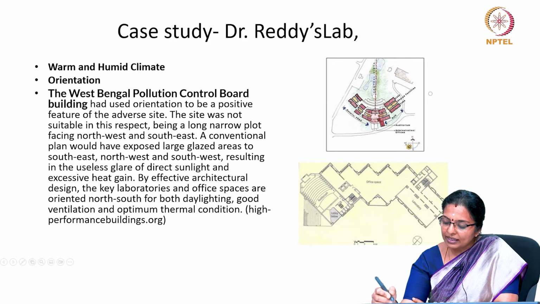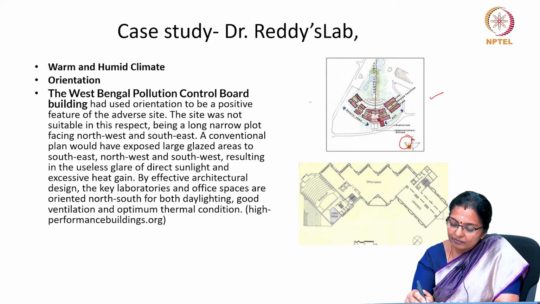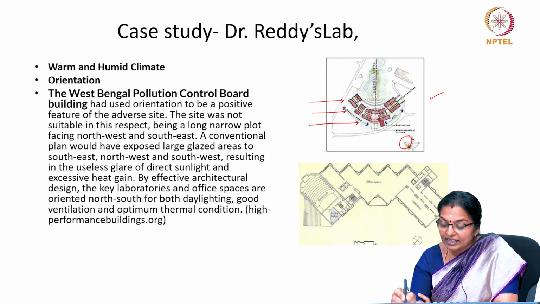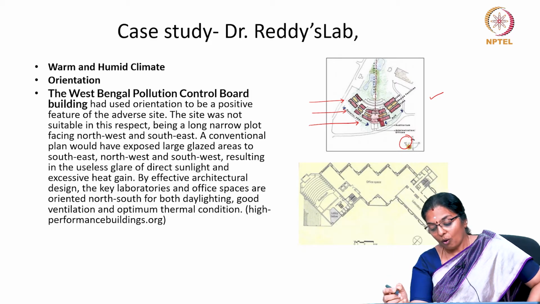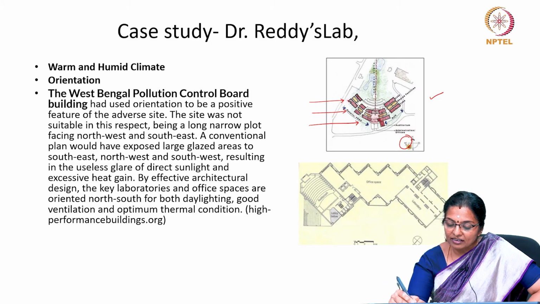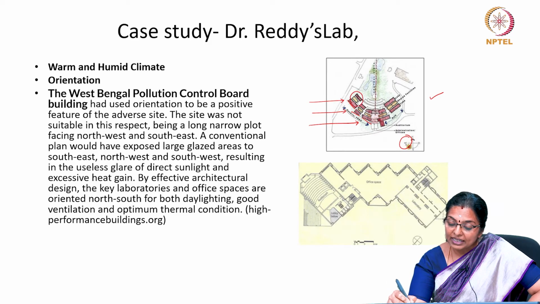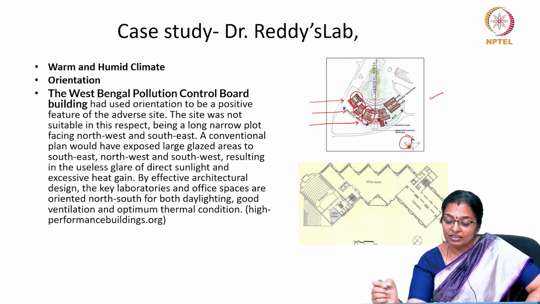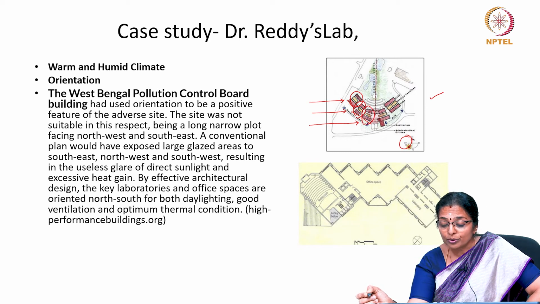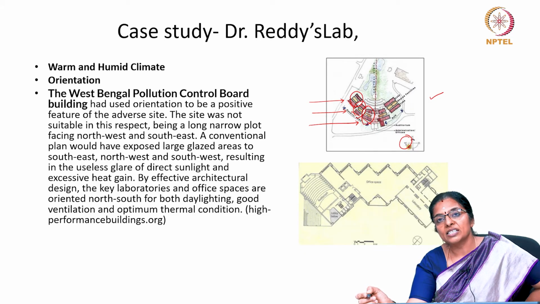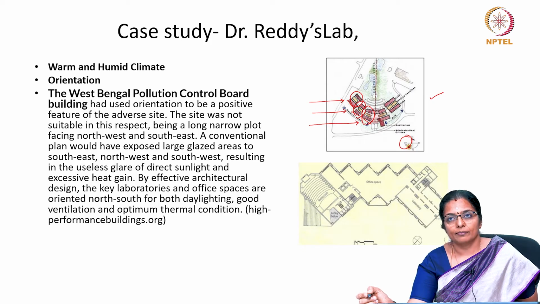If you look at the master plan, you will find that the western side is this, and none of the buildings are directly facing the west. All the buildings are at an angle to the west. Also, you will find that the buildings are mutually shading each other, and that is going to help a lot, because indirect solar radiation is not incident on any of the walls.